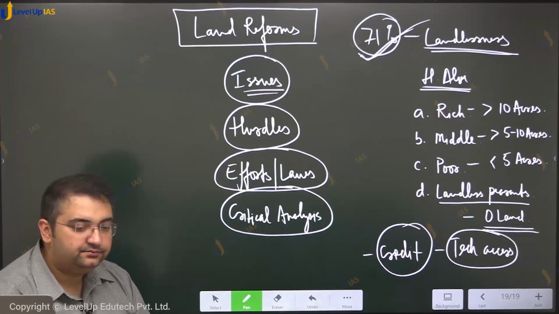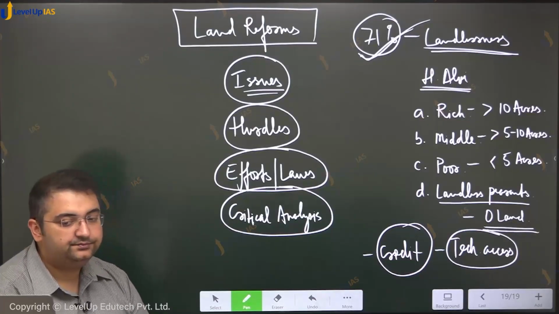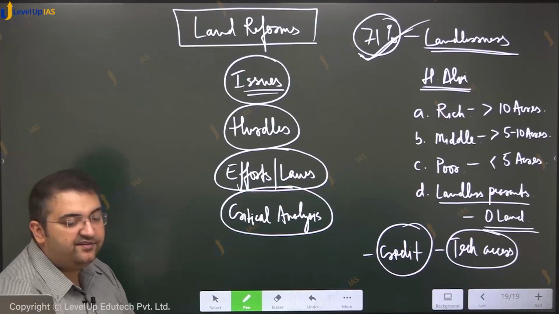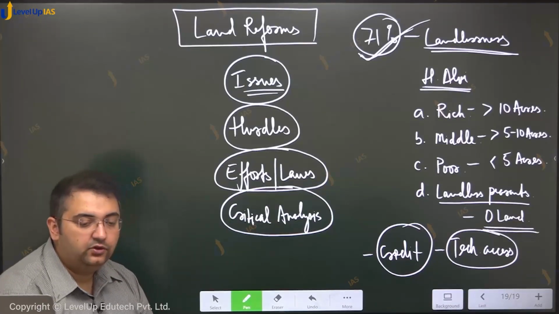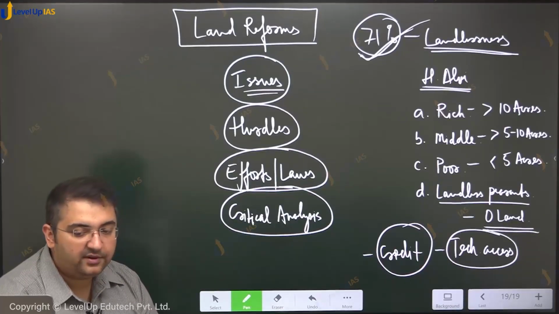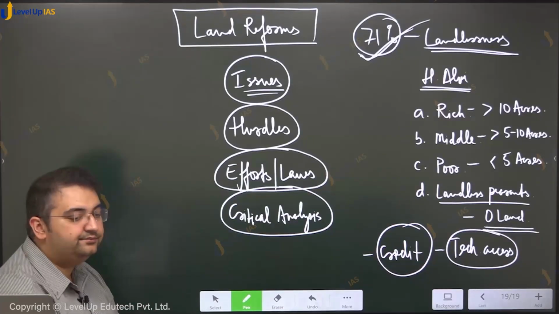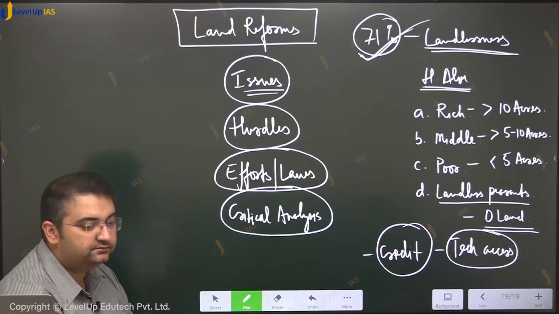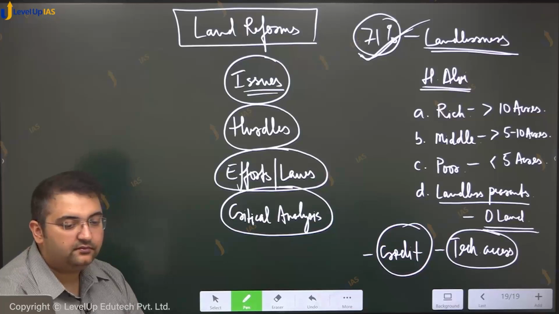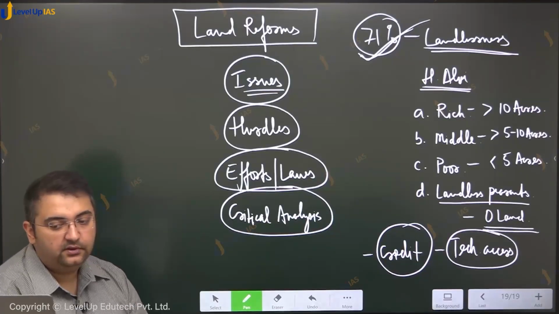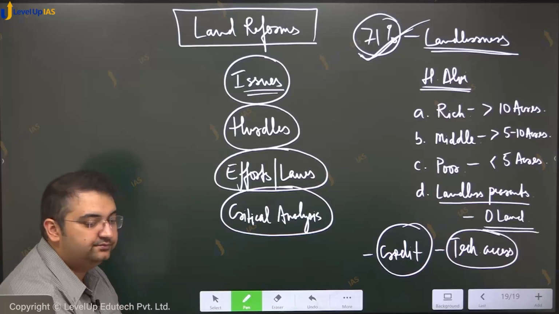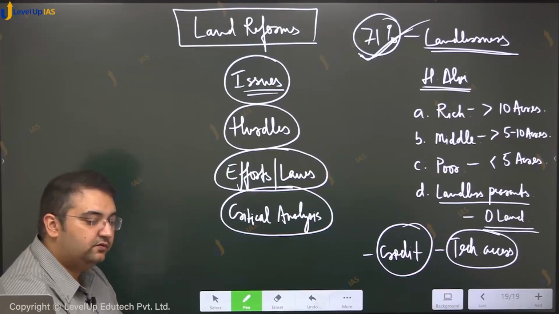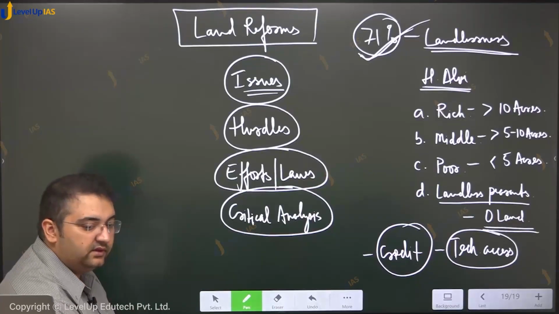Most Indian farmers used primitive methods of farming. In 1951, only 3% of Indian farmers were using iron plows.